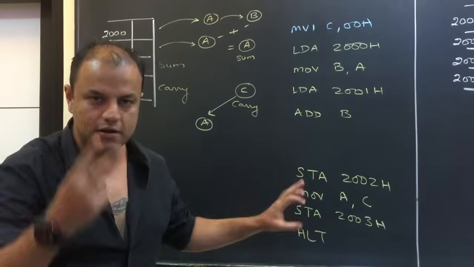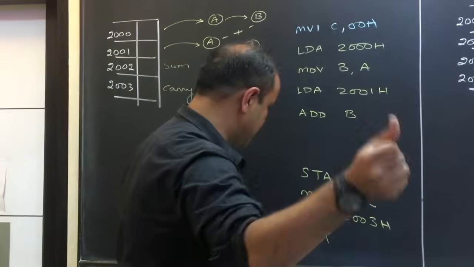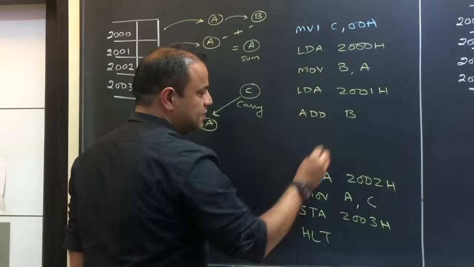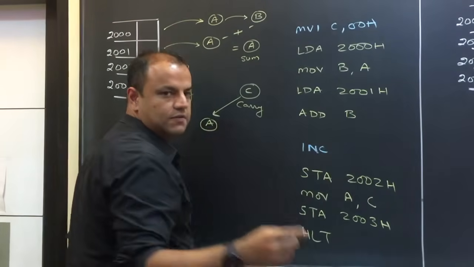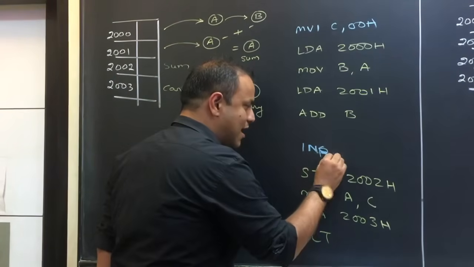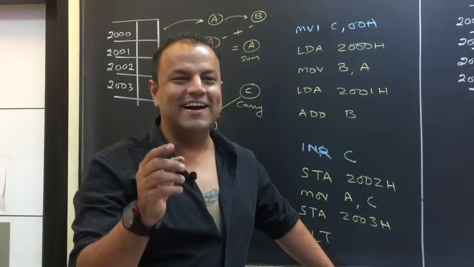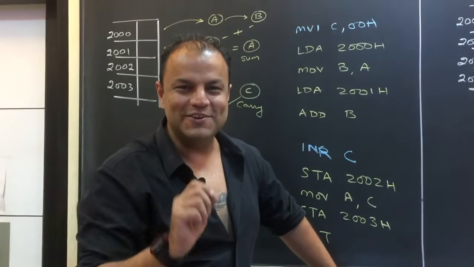So, now I have to handle two cases or one case? Only one case. Which case? If there is a carry. Now, if there is a carry, C register should become 1. To make C register 1, you can write MVI C, 01, or you can write INR C. What do you write? INR C. INC was used in 8086, so you write INR C.